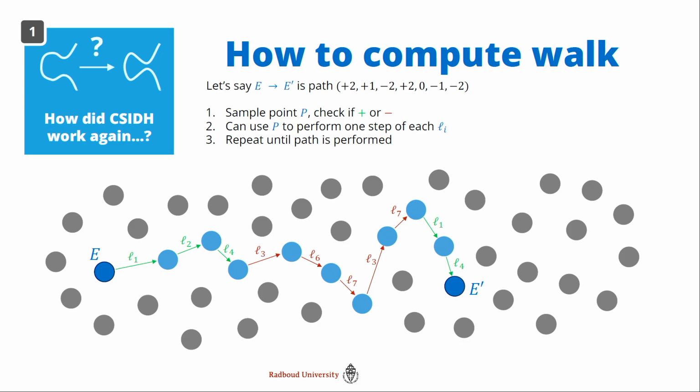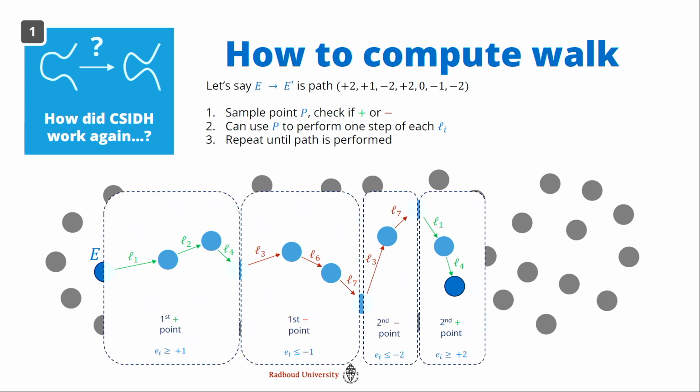And then we completed our path, and if you look at it slightly differently, we use the first positive point to perform these LIs where the coefficient e_i was larger than or equal to 1. We use the first negative point to perform the LIs where the e_i was less than or equal to -1. The second negative point less than or equal to -2, and the second positive point for the e_i that were larger than or equal to 2.